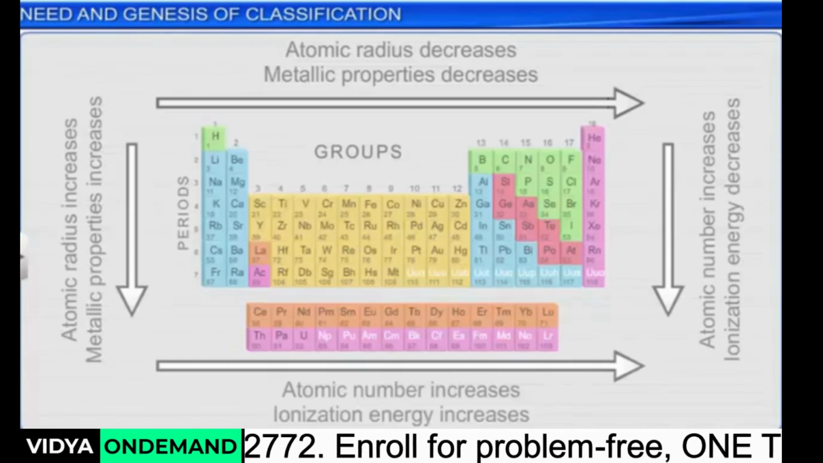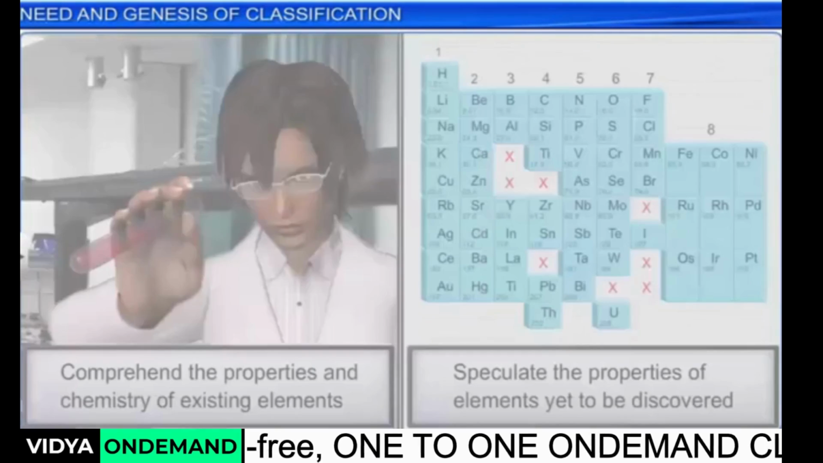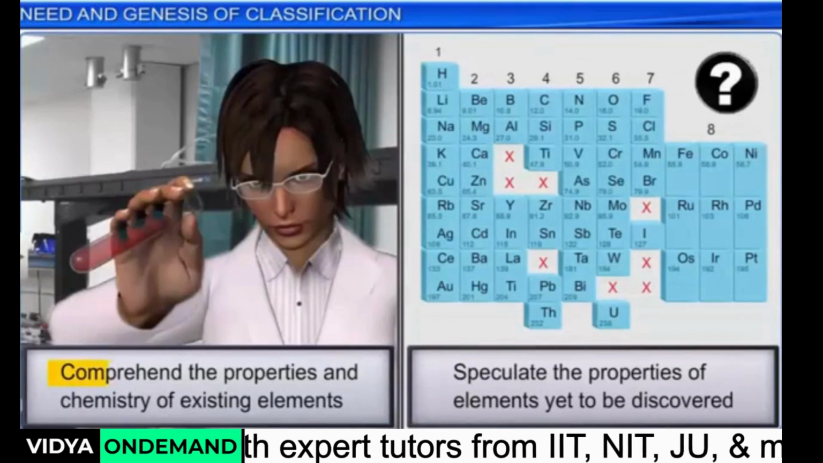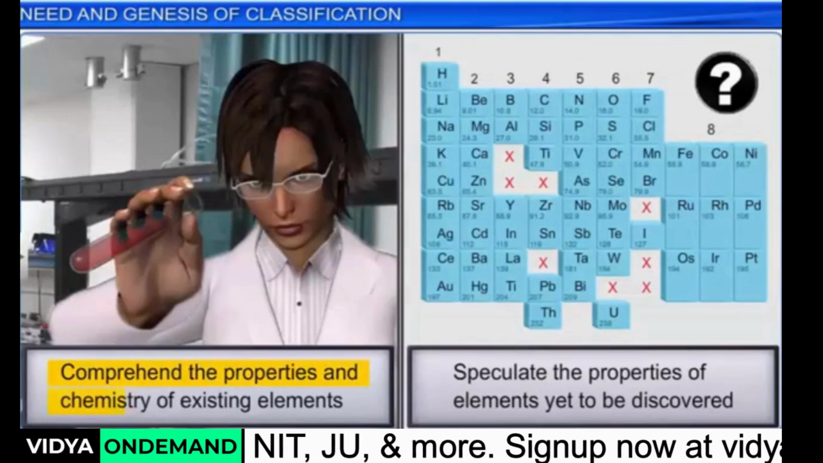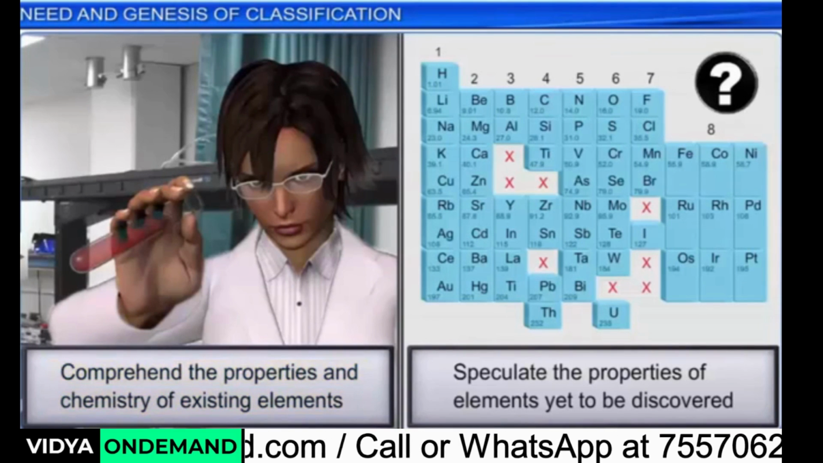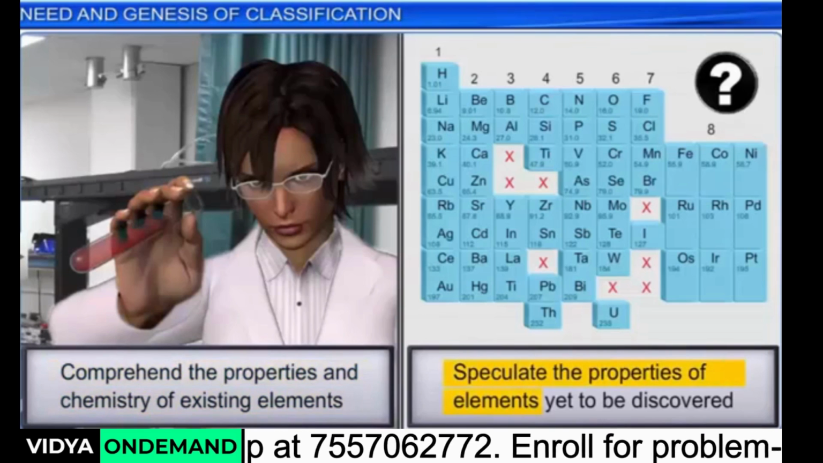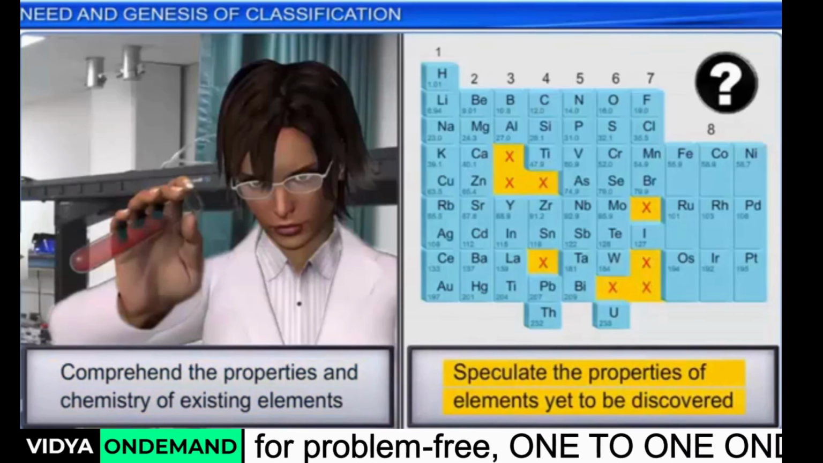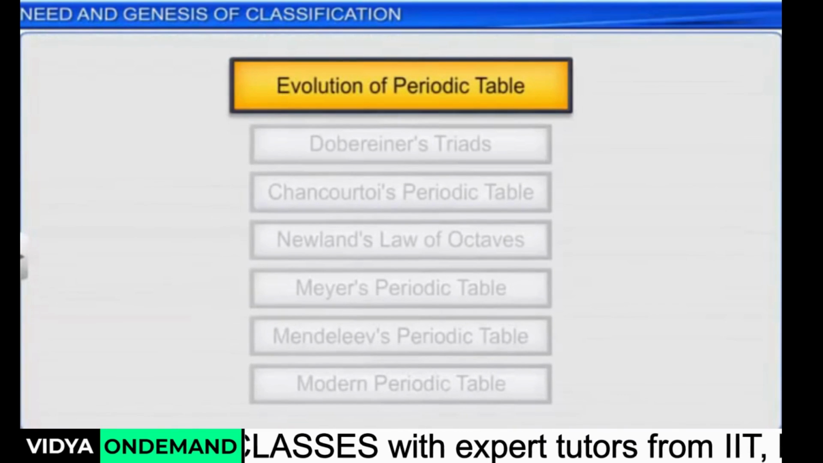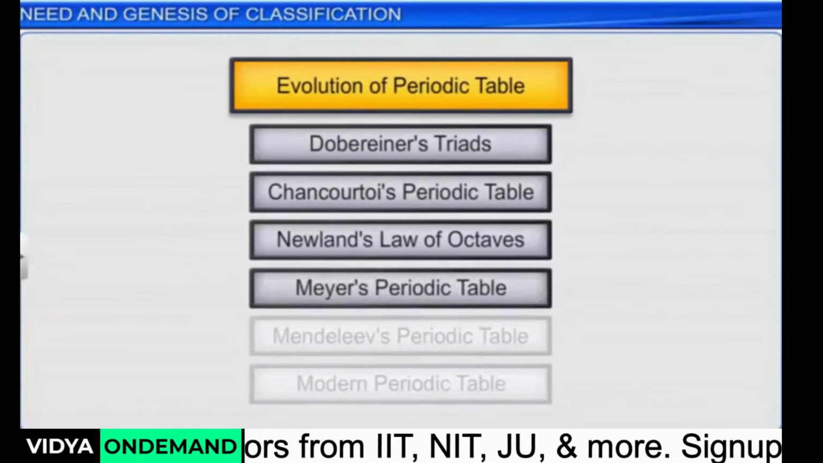This classification not only helped scientists in comprehending the properties and chemistry of existing elements, but also in predicting the properties of elements that were yet to be discovered. Since the 19th century, scientists have attempted to classify elements using different approaches.